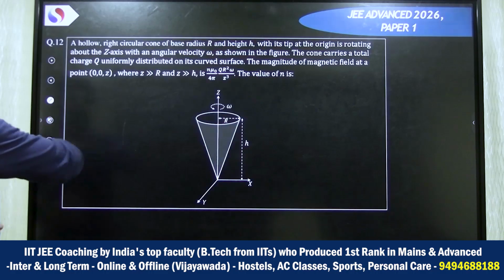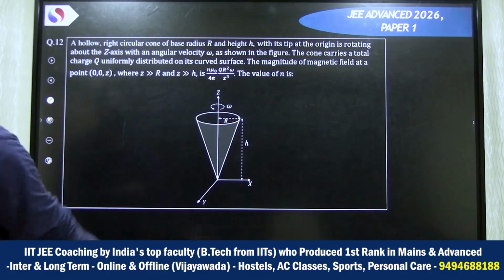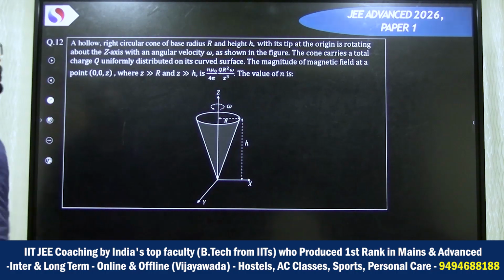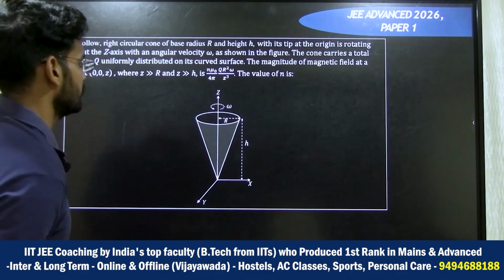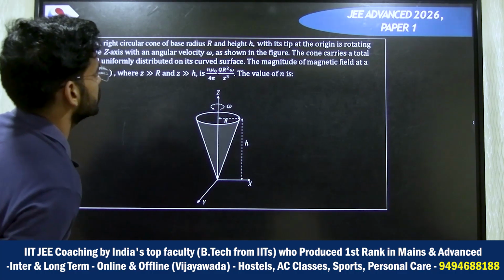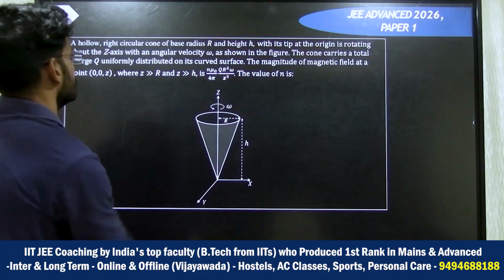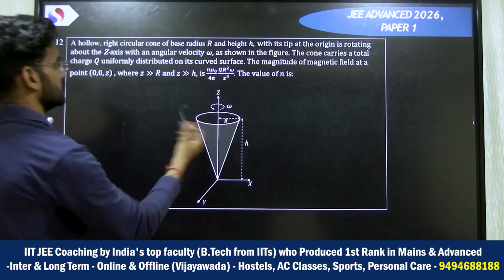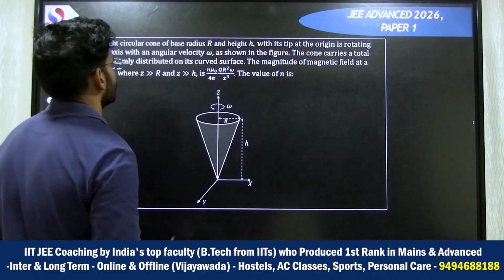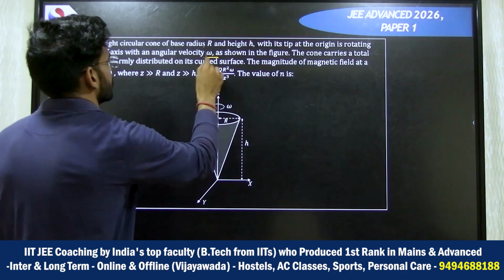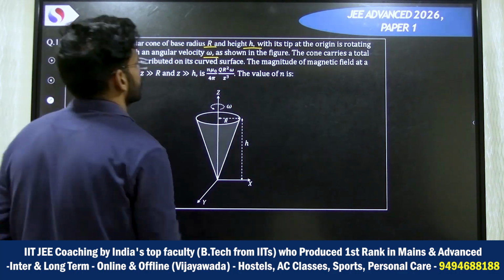Okay, one more. Question number 12. A hollow right circular cone of base radius r and height h, with its tip at the origin, is rotating about the z-axis with angular velocity omega. Angular velocity omega, radius r, base height h, as shown in the figure.